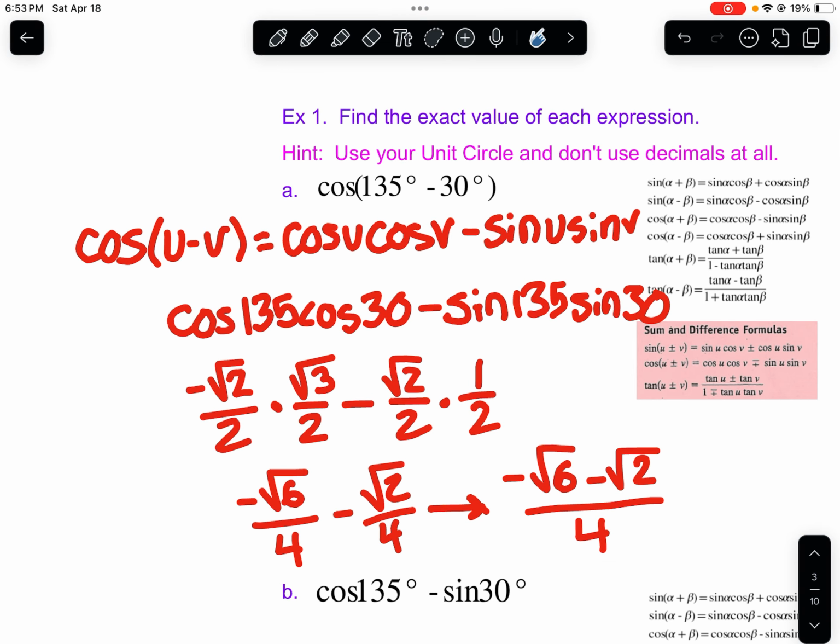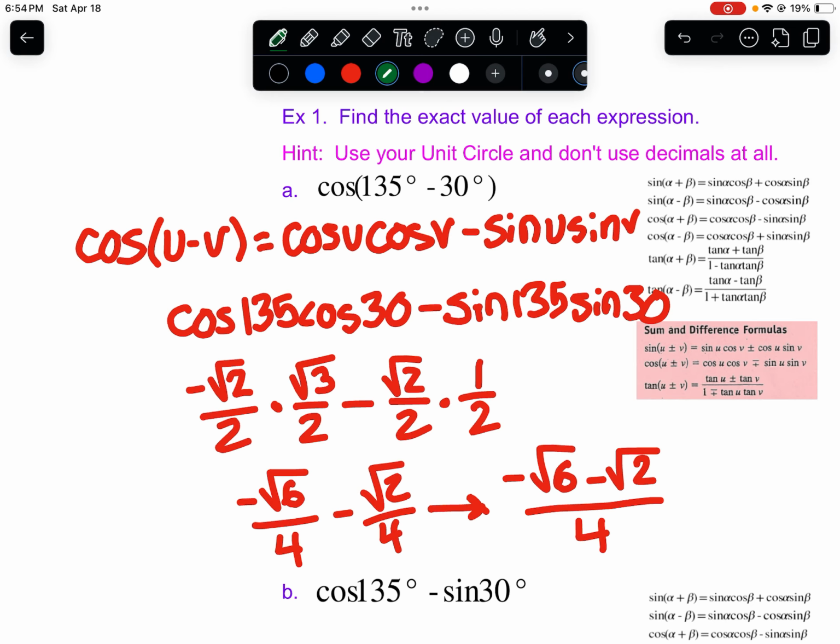Okay, so now let's actually put some numbers with this and go through a couple of examples. I'm hoping it's okay that I already have the problems written out, just so that I can hopefully limit any silly mistakes.